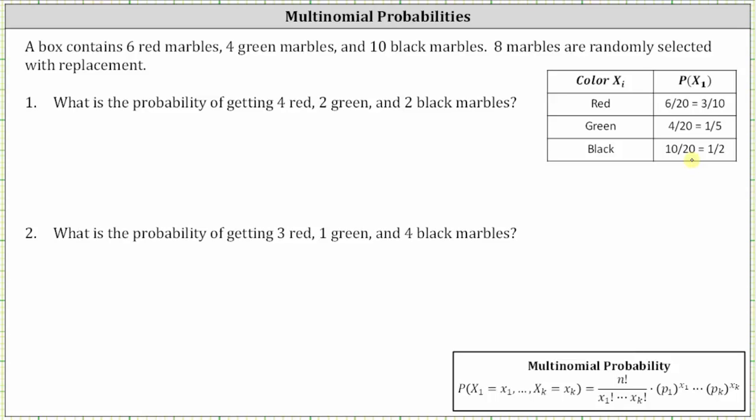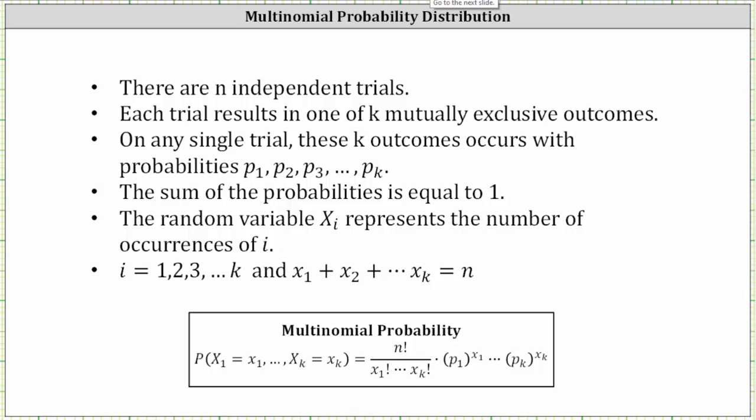So for a multinomial probability, there are n independent trials. In our case, because we are selecting 8 marbles, there are 8 independent trials. Each trial results in one of the k mutually exclusive outcomes, which in our case should be the color. On any single trial, these k outcomes occur with the probabilities p sub 1 through p sub k, which we just gave in the table.